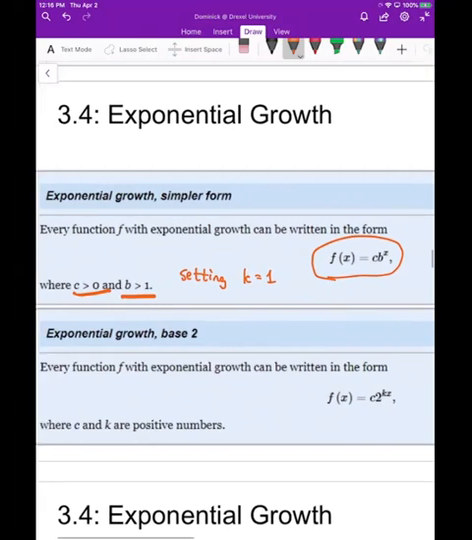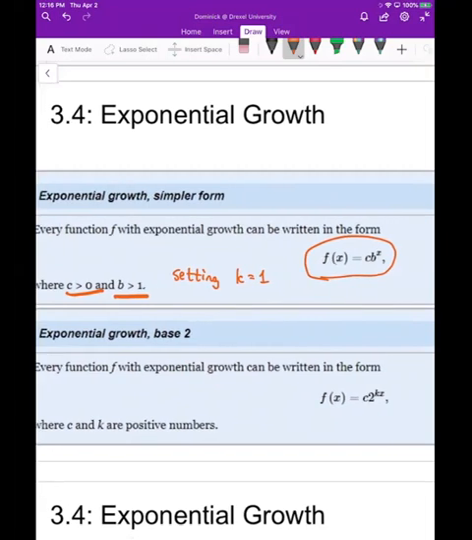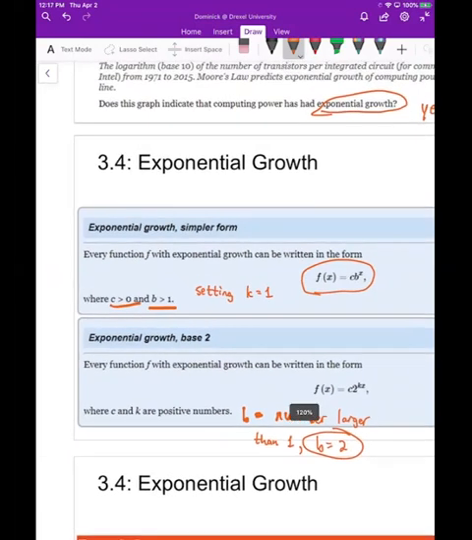Now, what you can also do to model exponential growth is you can let b just be a number bigger than 1, larger than 1. So of course, if we let b be 2, this also models exponential growth. And this is sometimes used because if you have base 2, then you can talk about how often a quantity doubles, right? And that's an interesting application here.